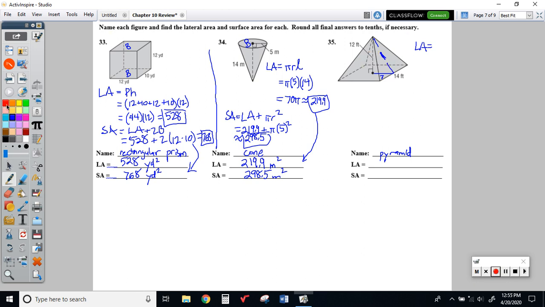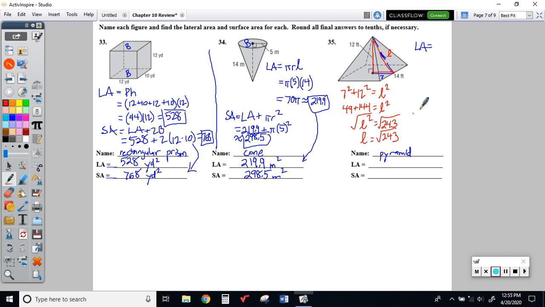So I'm going to do some side work here. You'd have 7 squared. For this red triangle right here, 7 squared plus 12 squared would equal, this is that cursive L for slant height squared. So you'd have 49 plus 144 is the slant height squared. Means slant height squared would equal 243.